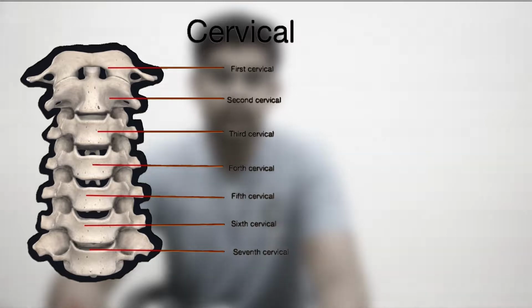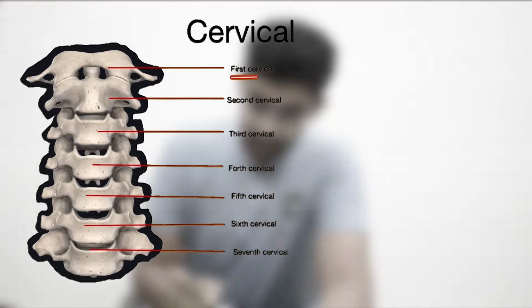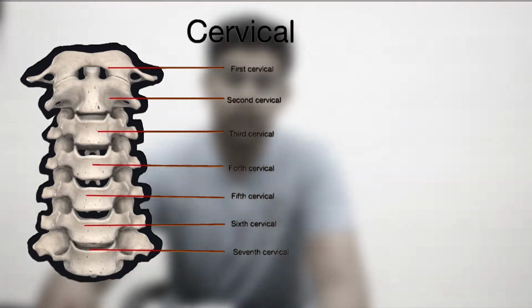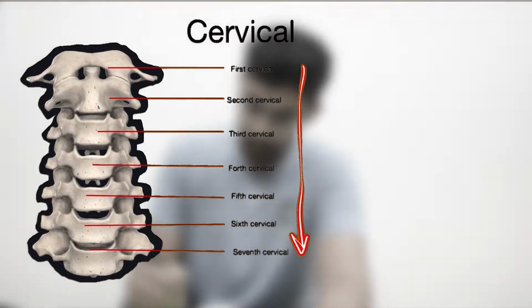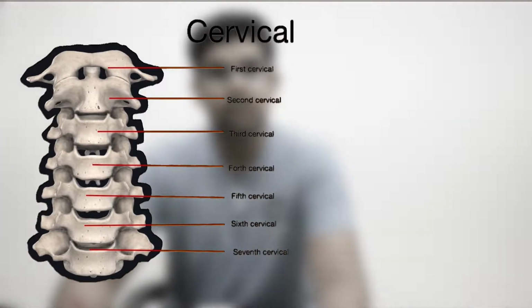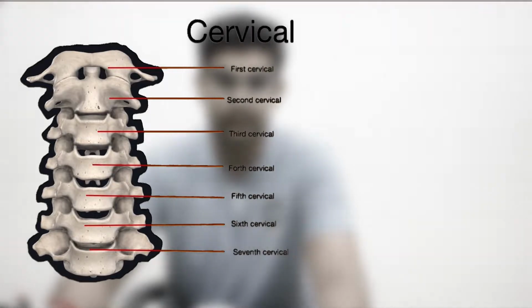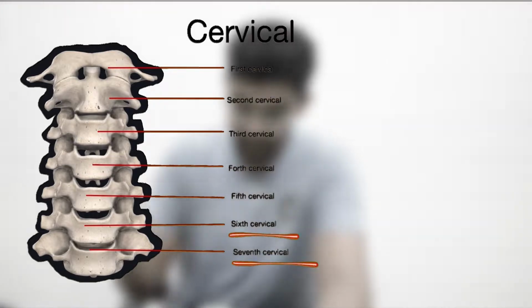So, the cervical vertebrae are 7 in number, from C1 to C7. They have small oval bodies whose size increases down the group, and the spinous process is also short and bifid, that is, has two endings, except for C6 and C7.